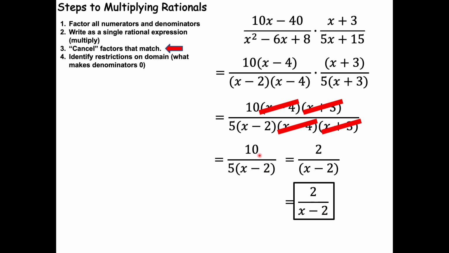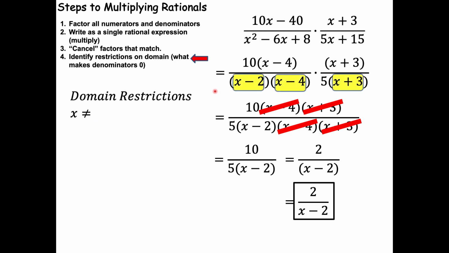Now we're not done yet. We still got step number 4. Identify restrictions on the domain. So again, we are done here. Now we want to go back to the very beginning and take a look at what would make these two denominators into 0. The easiest way to see that is by looking at the factored form. So we've got to find out the things that x cannot be equal to. It's going to be these 3 things that will tell us what will turn this into zeros.